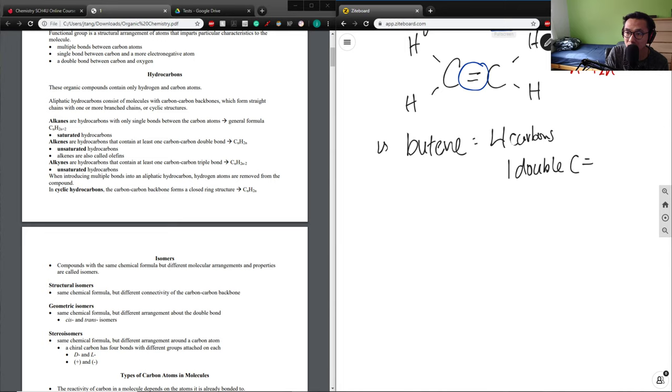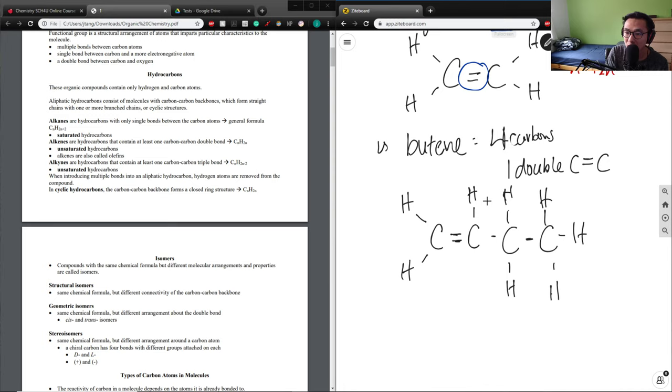C double bonded C. So if I were to write a structural diagram, I could have C double bond C, bond C, bond C, because I need 4 carbons in total. And what I have to do now is write the hydrogens. So I have one hydrogen here, one hydrogen here. This carbon's already bonded to 3 things, so I only need one hydrogen here, actually. This carbon's bonded to 2 things, so I need 2 hydrogens here. And this is bonded to only 1 thing, so I need 3 hydrogens here.